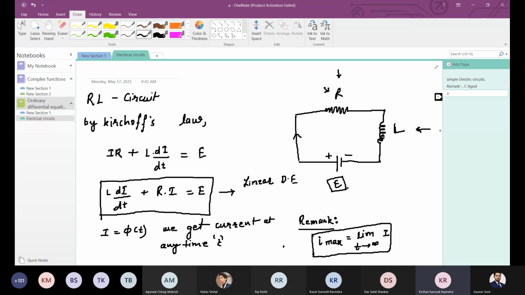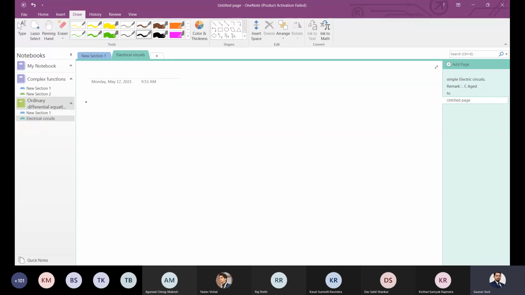Can you repeat the remark? The remark is written here. I max is equal to limit t tends to infinity of I. So the maximum current we will get by taking limit t tends to infinity. Next circuit, RC circuit.